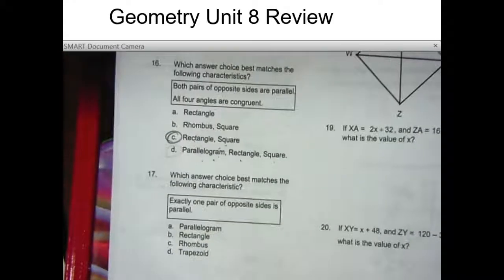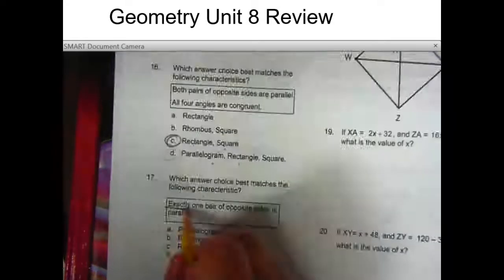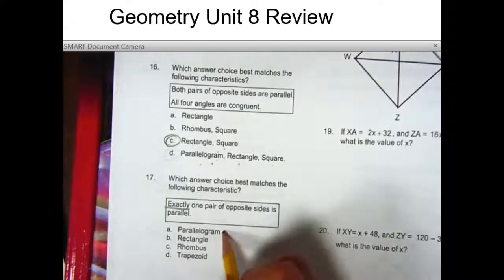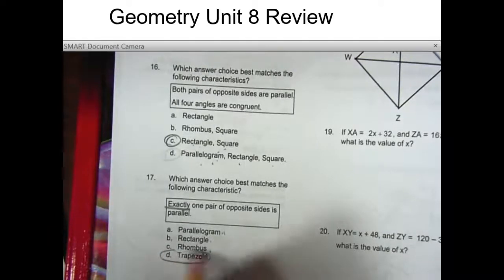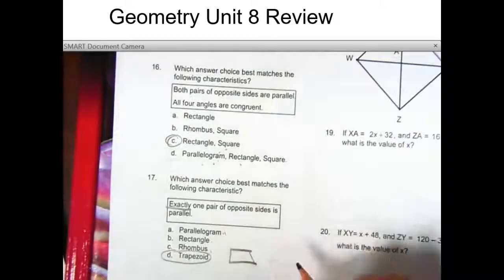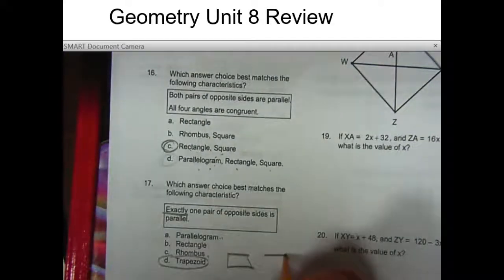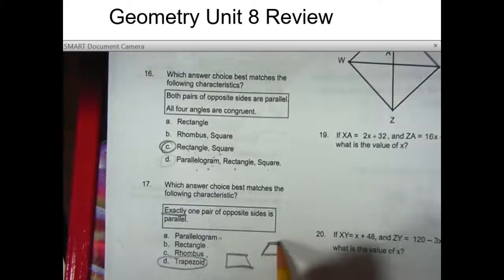Number 17, which answer choice best matches the following characteristic? Exactly 1 pair of opposite sides is parallel. See, it says exactly. So in a parallelogram, both opposite sides are parallel. A rectangle, both opposite sides are parallel. And a rhombus, both pairs of opposite sides are parallel. A trapezoid is the only one where one pair of sides is parallel and the other pair is not. Okay, and a lot of times we see them look like this. These 2 are parallel, these 2 are not.